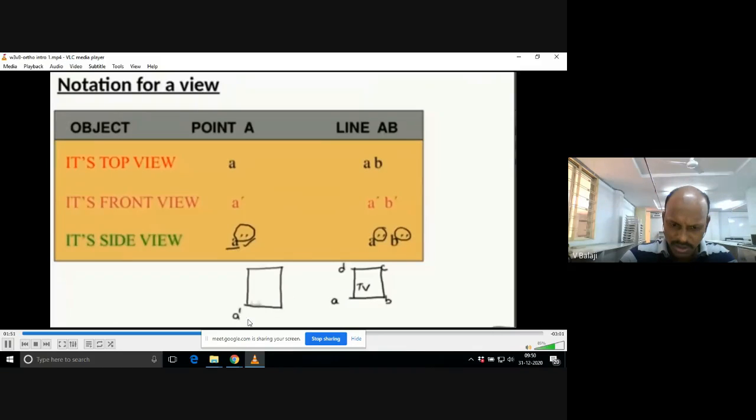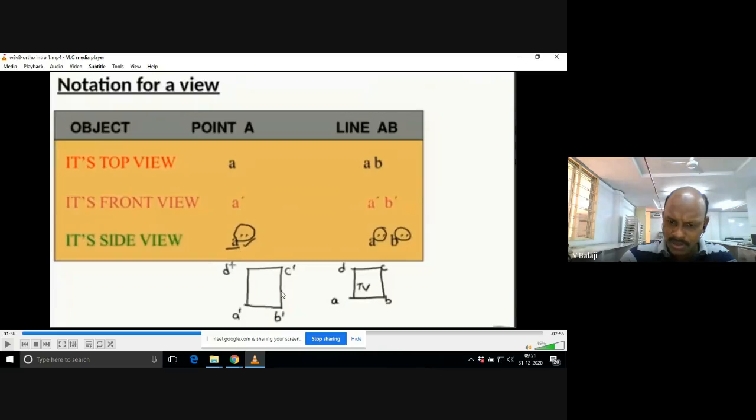Now here you see I am mentioning a prime, b prime, c prime, d prime. What does it mean? It is the front view, the front view of a given object. So this is the representation actually.